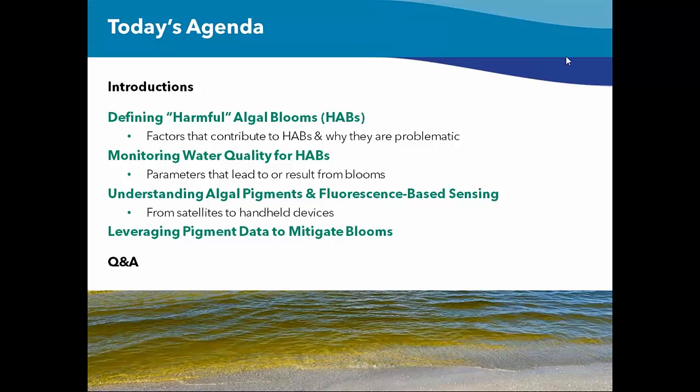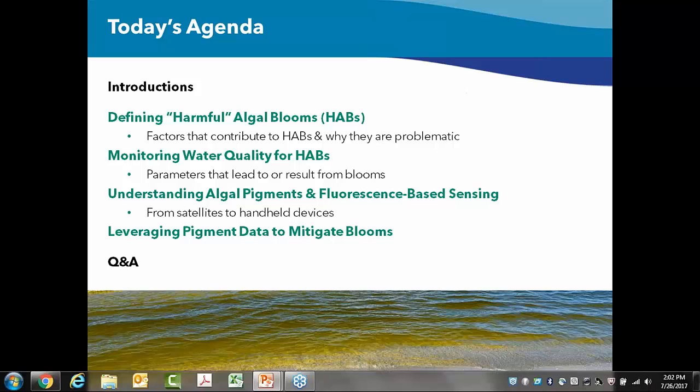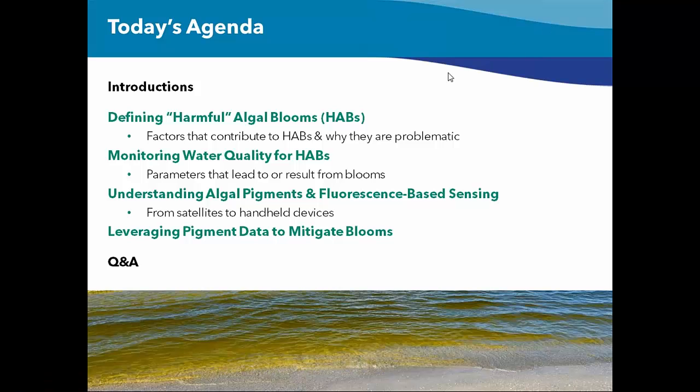Lastly, we're going to talk a lot about algal pigments today, and hopefully you'll learn quite a bit about how algal pigments and fluorescence can help us sense harmful algal blooms as they begin to grow. And that fluorescence can be based from technology like satellites all the way down to portable handheld devices to monitor right at a specific area.